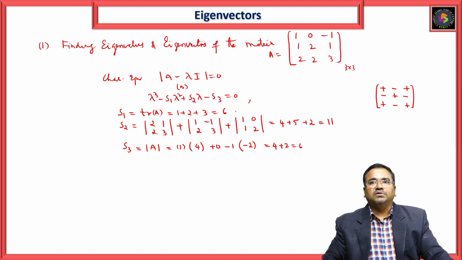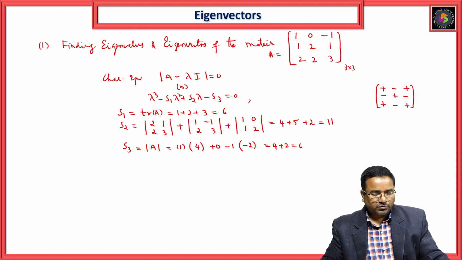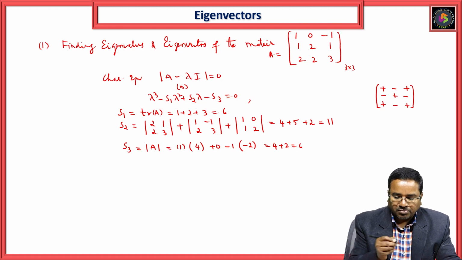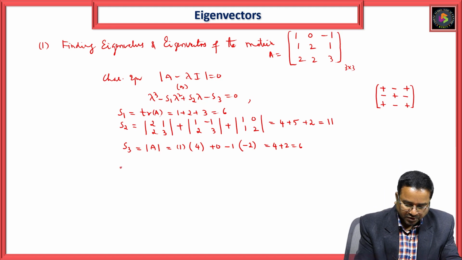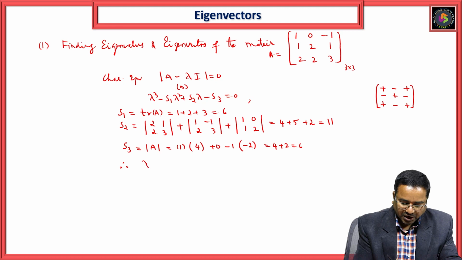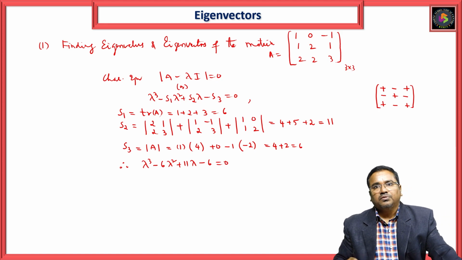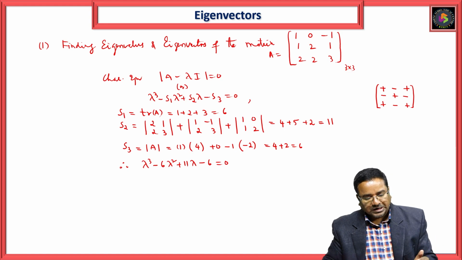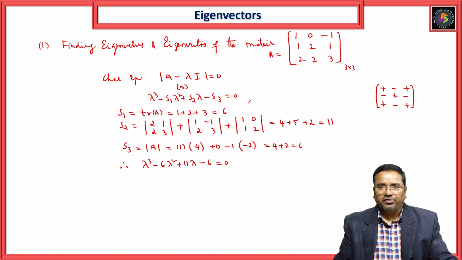Now look at this one. This S1 we got is 6, S2 we got is 11, and S3 is equal to 6. Just substitute in the given formula and we'll get the required equation. Therefore, the required characteristic equation is lambda cube minus 6 lambda square plus 11 lambda minus 6 is equal to 0. So instead of going with the general formula, if you go with the shortcut formula, you will directly get the proper equation.